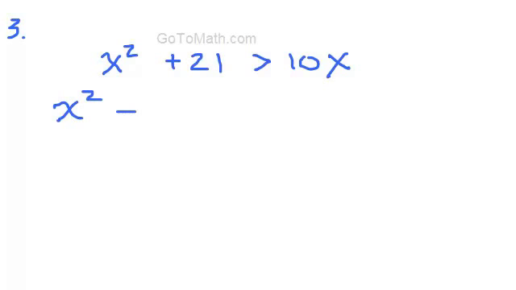Okay, we are moving right along. So let's take a look here at number 3. All right, so we have x squared plus 21 is greater than 10x. So we want to get this in standard form, and that's going to be x squared minus 10x plus 21 is greater than 0. Okay, so let's go ahead and factor this.